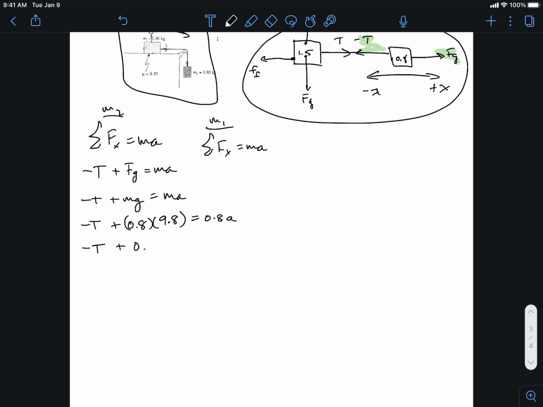Where am I looking here? Sorry, I'm just looking at the wrong spot. 7.84, and that's going to equal 0.8a. Is everybody okay with that? Why is gravity not negative? Chris, you could do it one of two ways, right?